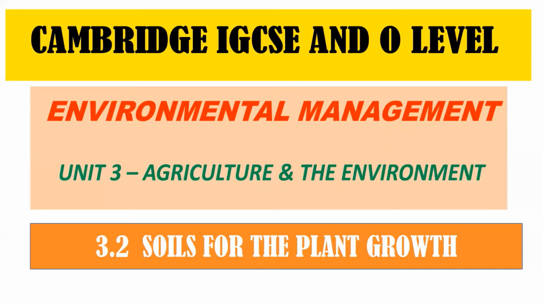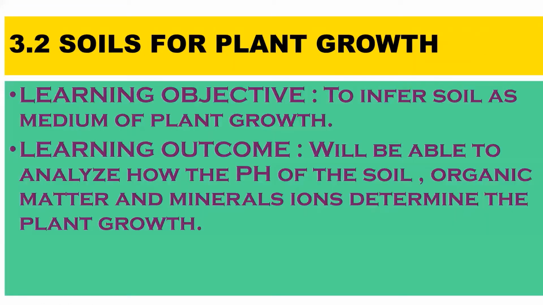This lesson is designed for Cambridge IGCSE and O-level curriculum, subject environmental management, unit 3, agriculture and the environment. The learning objective is to infer soil as a medium of plant growth. And the learning outcome: by the end of the lesson, learners will be able to analyze how the pH of the soil, organic matter, and the mineral ions determine plant growth.